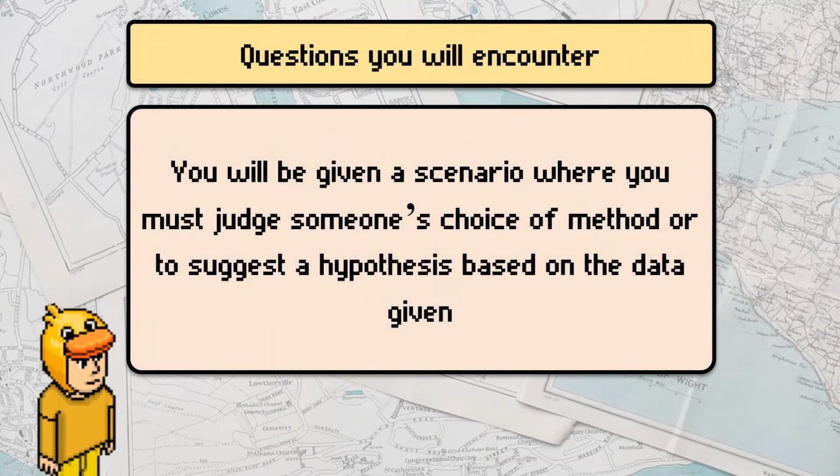When we're talking about questions in the exam which test you about GI, you will be given a scenario where you must judge someone's choice of method or suggest a hypothesis based on the data given. For example, they will tell you a story about a group of people who carried out a GI using a particular method. Based on that story, you are supposed to tell us what was wrong about the method that they chose, how they could have improved their research, and secondly, based on the data that they collected, suggest a hypothesis or suggest something that they found out from their research.